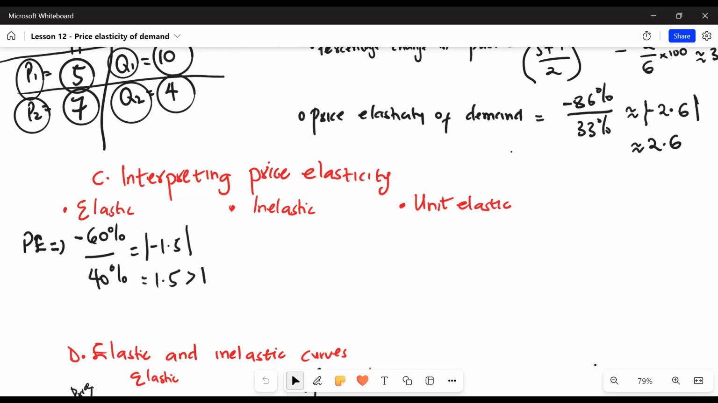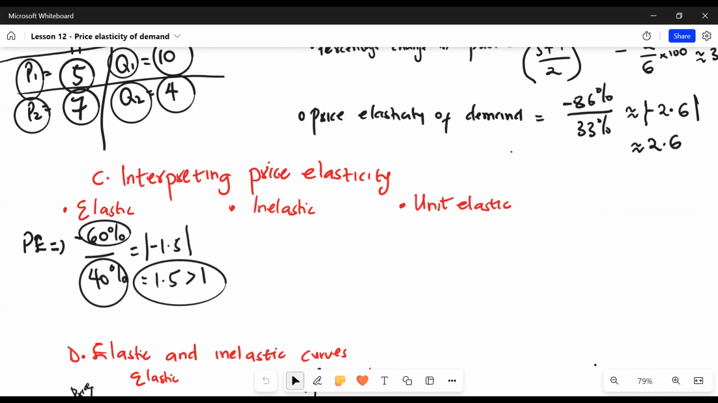Now, what this shows here is that if price were to change by 40%, quantity demanded will change by 60%. So quantity demanded changes by a bigger proportion than a change in price. And whenever you calculate price elasticity and it's greater than 1, when the absolute value is greater than 1, then it means that it's elastic. So quantity demanded is more responsive than changes in price.